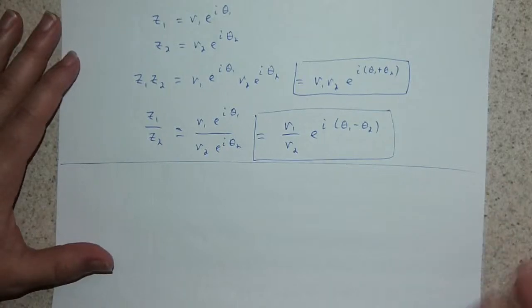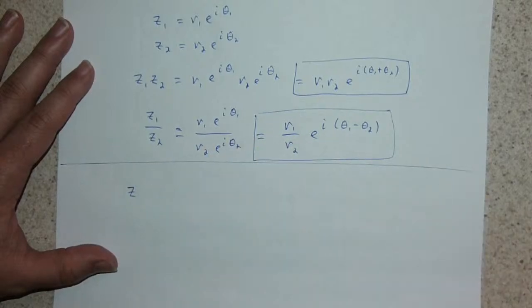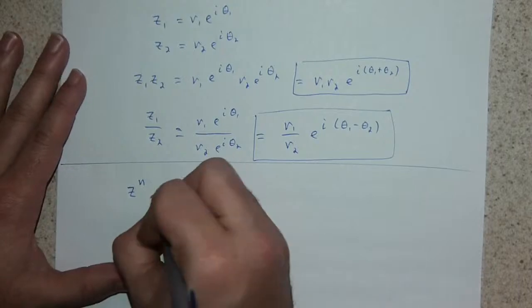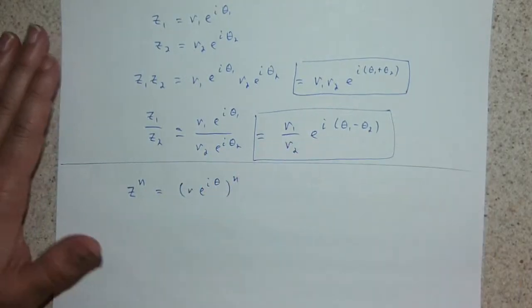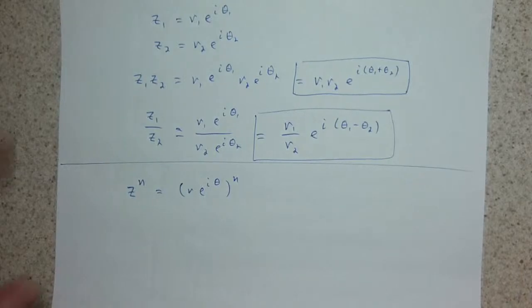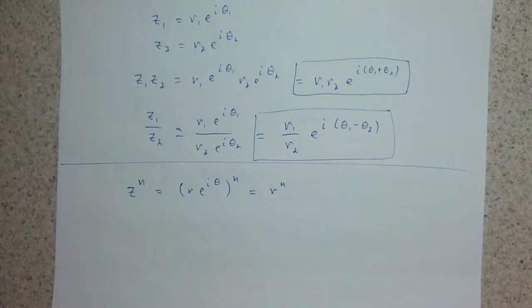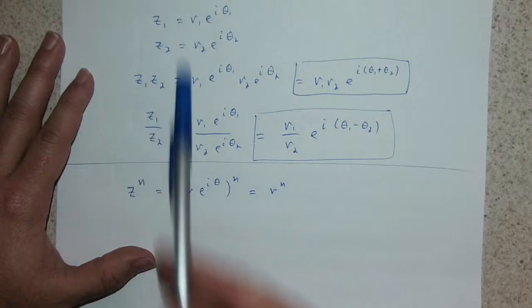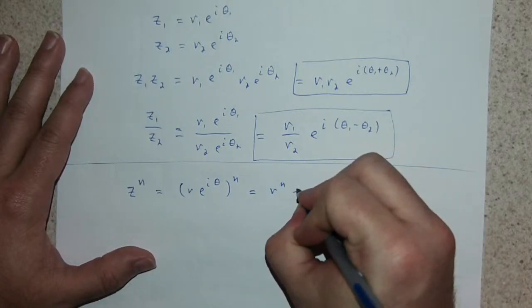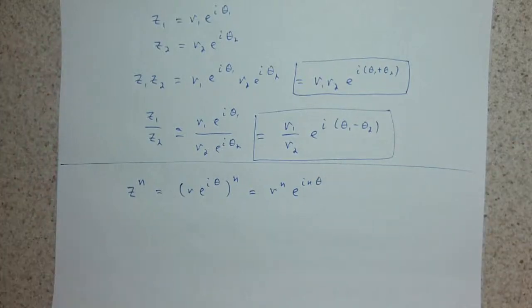What else? Well, powers. Powers are nice here. So if I have z to the n, well, this is r e to the I theta raised to the n. So this is r to the n times e to the I theta to the n. That's just it multiplied by itself n times. So iterating that product formula from above, this is e to the I n theta.